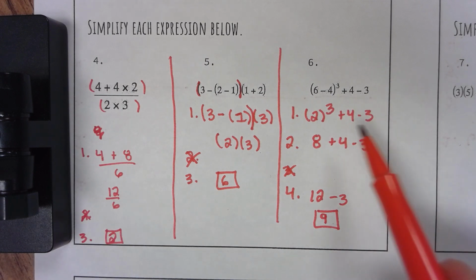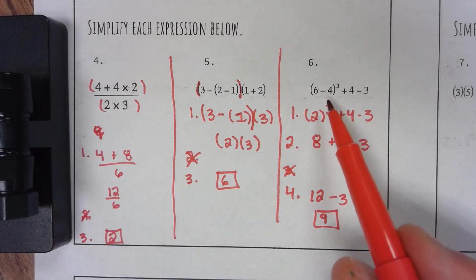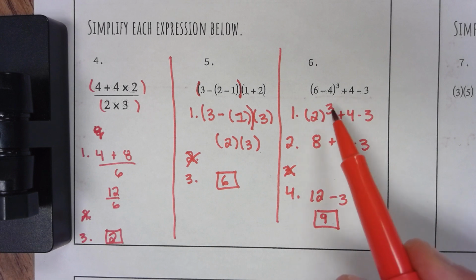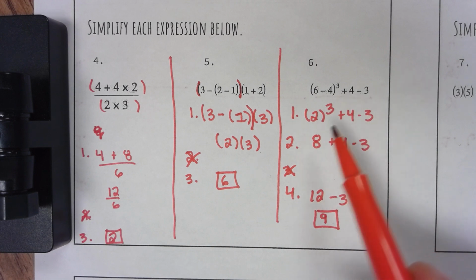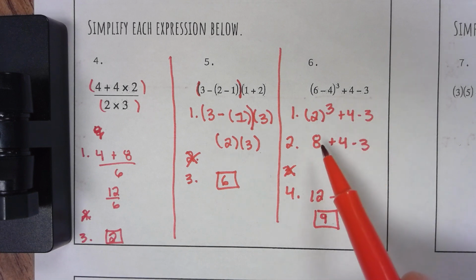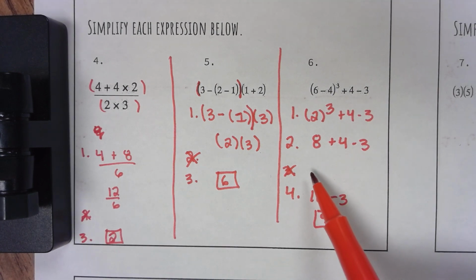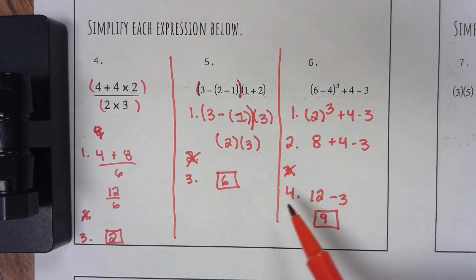All right, number 6. This one's a little more straightforward. 6 minus 4, our grouping symbol, is 2. 2 cubed, 2 times 2 is 4, times 2 again gives us 8. Now, there is not any multiplication or division, so we'll skip that and move on to our addition or subtraction, which is 12 minus 3, giving us 9. So we end with 9 there.